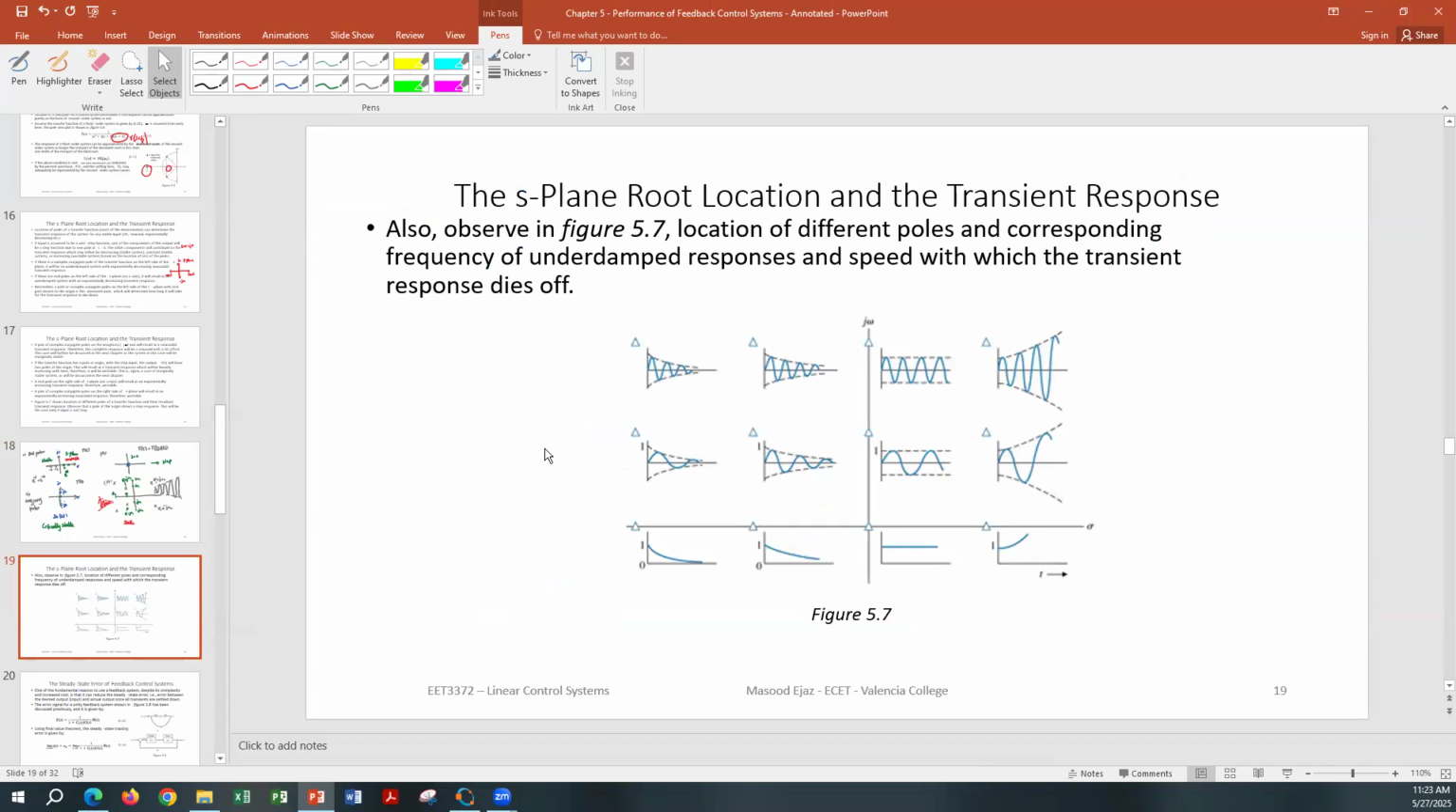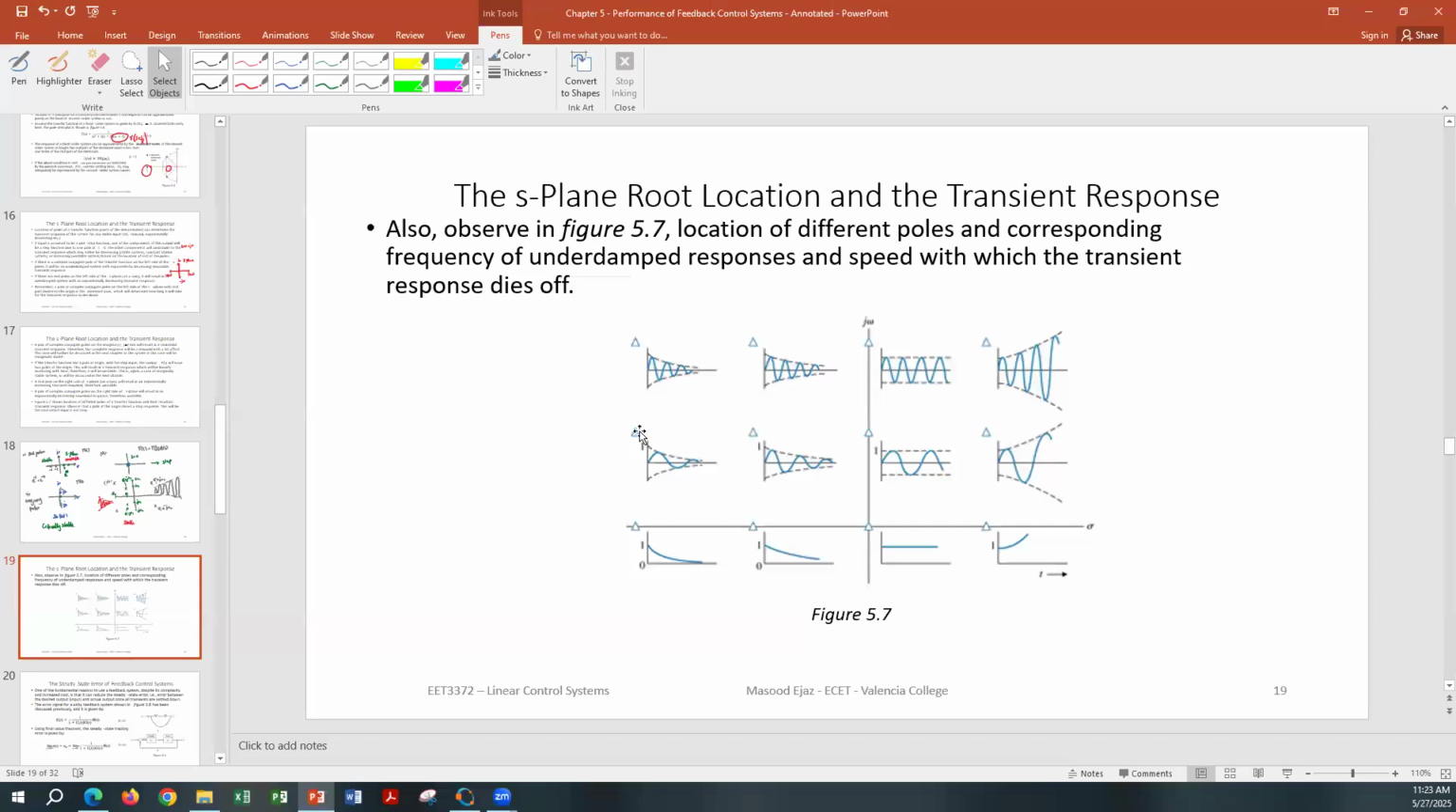And I believe this is from the book. This shows the locations of different poles and the corresponding frequency of the underdamped responses and the speed with which the transient response dies off. So again, for real poles, as we discussed, you have an exponentially decaying transient response. The farther the pole, the quicker it dies down. The closer the pole is to the origin, the longer it takes. If you have a pole at the origin, you get a step response, as we discussed. If you have a pole on the right side of the S-plane, you get an increasing response. Complex conjugate poles.